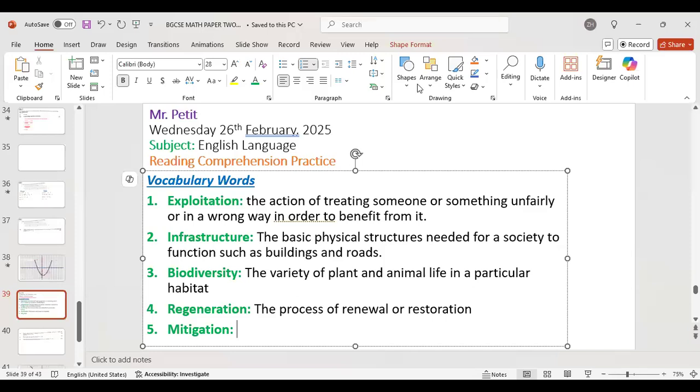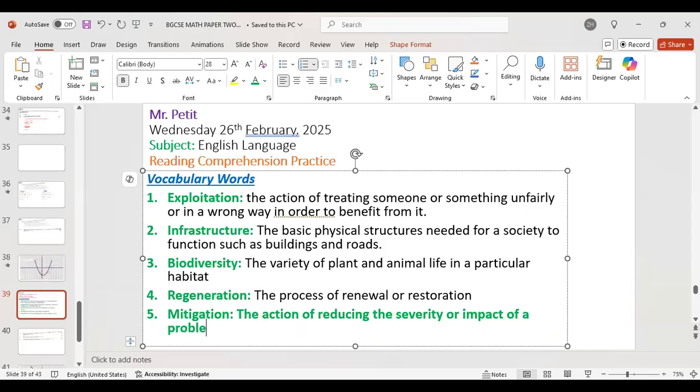What does mitigation mean? To reduce the process. To reduce. If I say I'm mitigating something, what does that mean? The action of reduction. Mr. Petit, could you use it in a sentence? Okay, no problem. The action of reducing the severity or impact of a problem. Yeah. So you mitigate it.